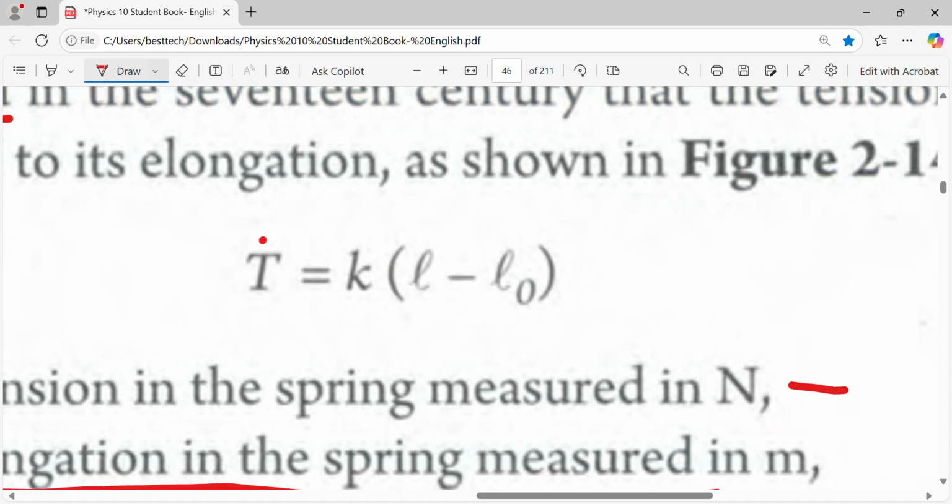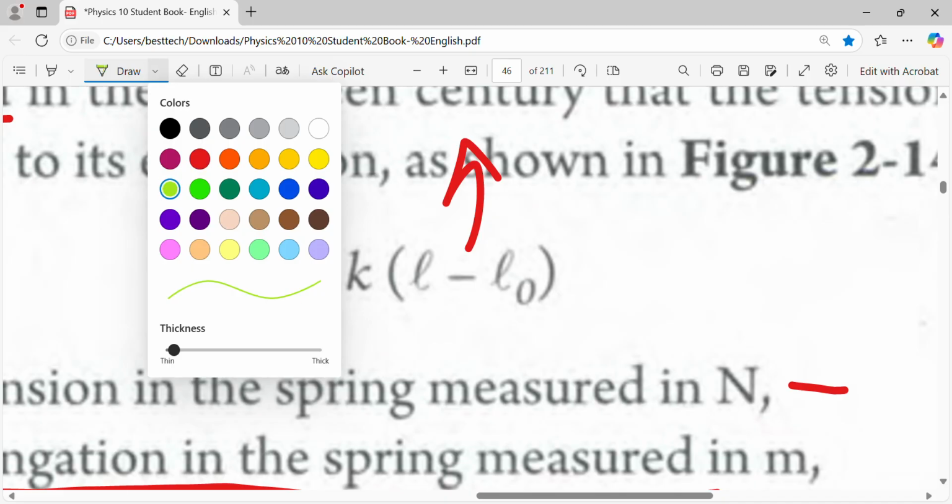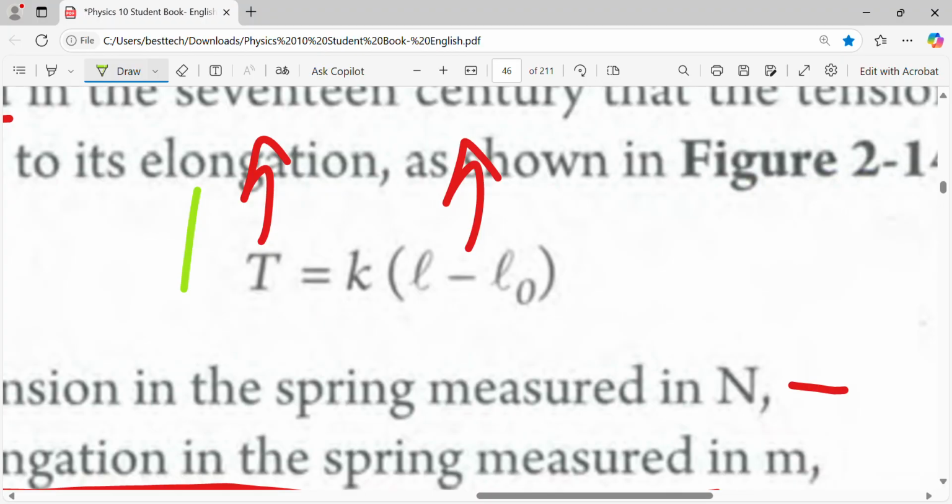For example, large tension, large elongation. What if we apply a small tension? The result is a small change in length. So the relation between tension T and L minus L naught is directly proportional. That means both of them at the same time are going to increase, or both of them at the same time are going to decrease.